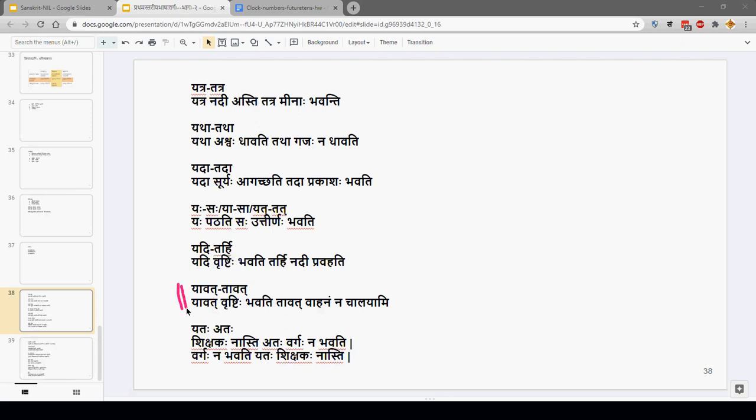So the other one is yavat tavat. For example, yavat vrishtihi bhavati tavat vahanam na chalayami. Means as long as it rains, until then I am not going to drive the vehicle. Yavat vrishtihi bhavati, until it rains, until then, till it rains, until then I am not going to drive the vehicle. So this is the as long as and until pair.